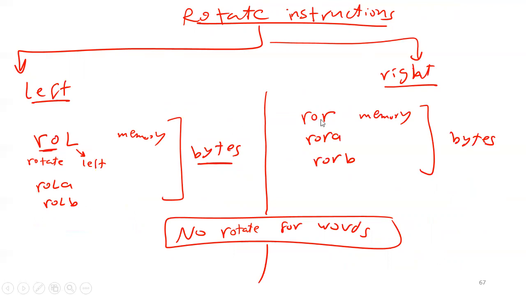Same thing, we have exactly the same instruction here, but here I'm going to use R for right, where I used L for left. We don't have a rotate instruction for words, but that doesn't mean we cannot do it. You can still do it, but not using one instruction; you can write multiple instructions to make a rotate for words.